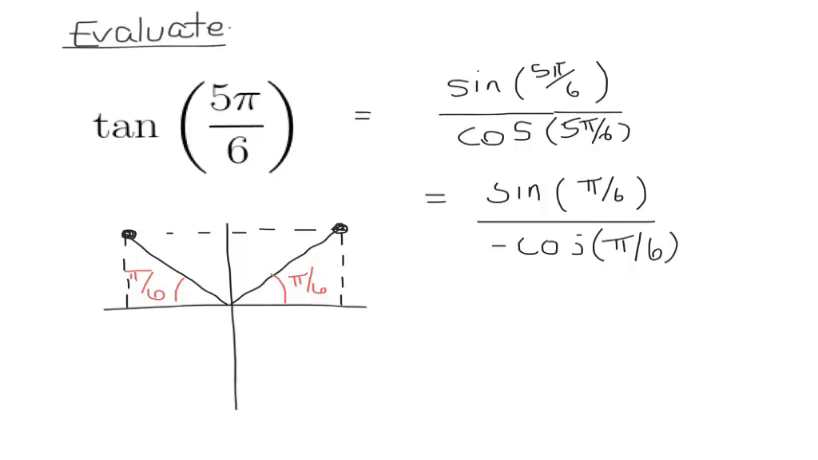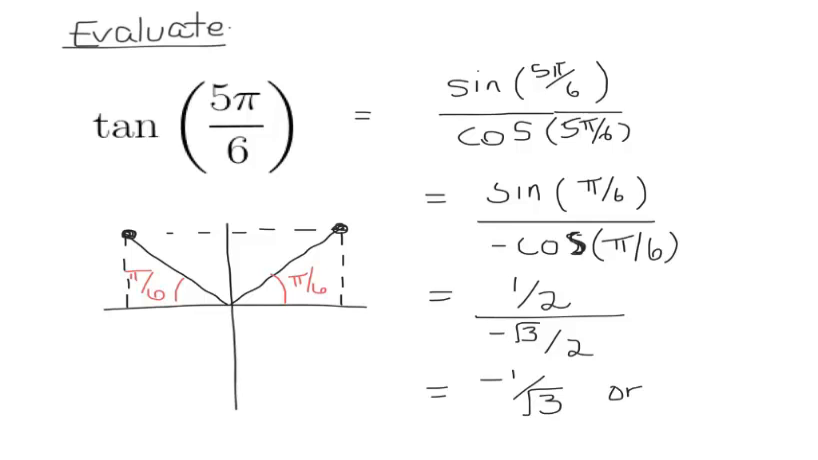π/6. We know that sine of π/6 is 1/2, and we know that cosine of π/6 is root 3 over 2, and we're going to negate this value to get negative root 3 over 2. And of course, when we simplify here, we should get negative 1 over the square root of 3, or negative root 3 over 3.